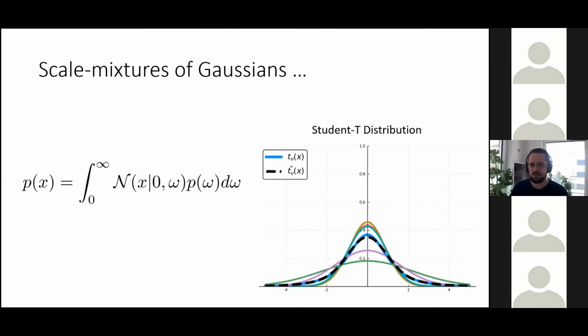This is, for instance, the case for the Student-t distribution. It is pretty well known in the statistics community that the Student-t is just a Gaussian with a prior on the variance, actually an inverse gamma prior on the variance. And if we were to integrate out the prior, we would automatically get the Student-t.